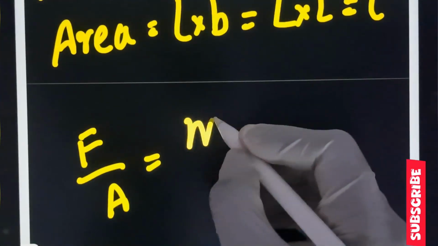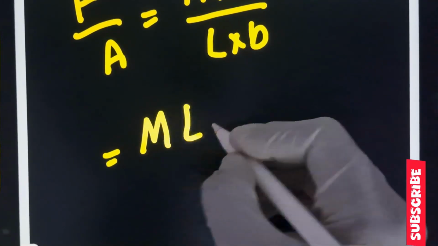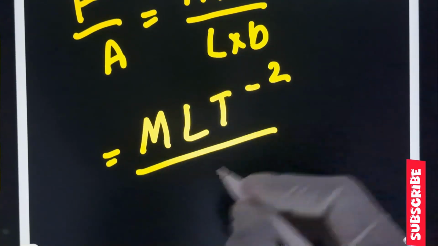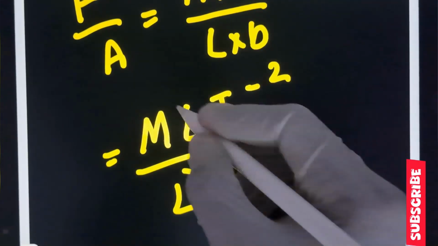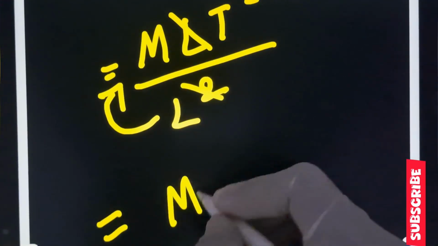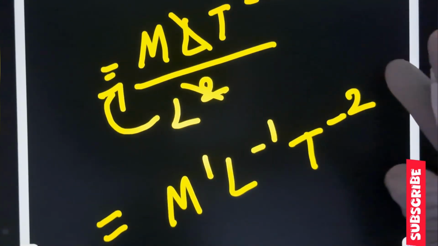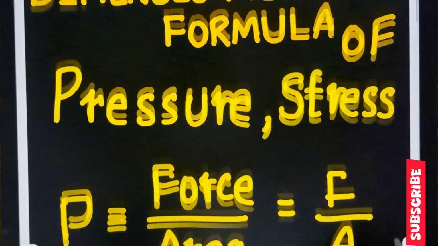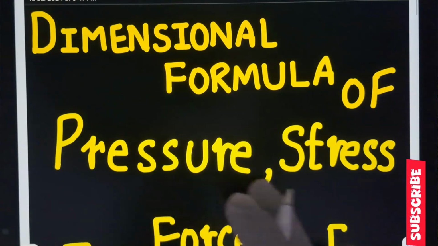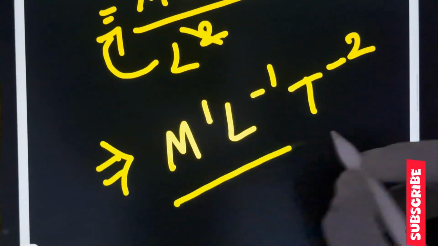Substitute them in F by A. F is equal to mass into acceleration, and area is equal to L into B, so m L t power minus 2 by L square. Here L square and L cancelled, L is reciprocated, m power 1 L power minus 1 t power minus 2 is the answer. We can see the dimensional formula of pressure and stress is m power 1 L power minus 1 t power minus 2.